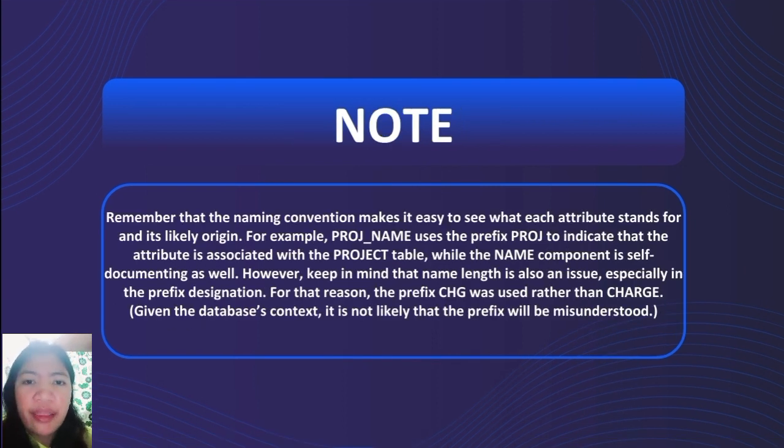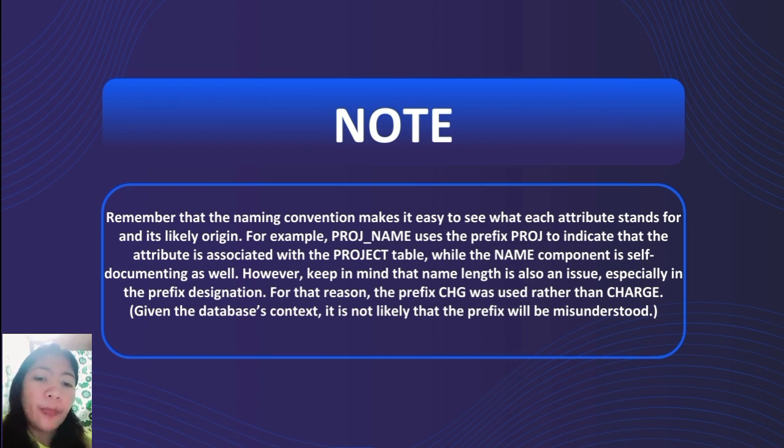Remember that the naming convention makes it easy to see what each attribute stands for and its likely origin. For example, project name uses the prefix PROJ to indicate that the attribute is associated with the project table, while the name component is self-documenting as well. However, keep in mind that the name length is also an issue, especially in the prefix designation. For that reason, the prefix CHG was used rather than charge. Given the database context, it is not likely that the prefix will be misunderstood.